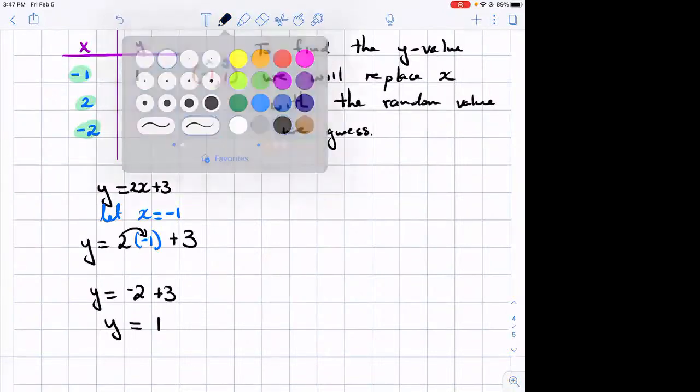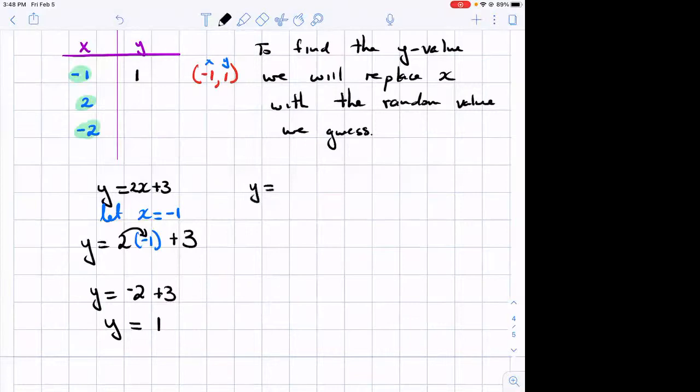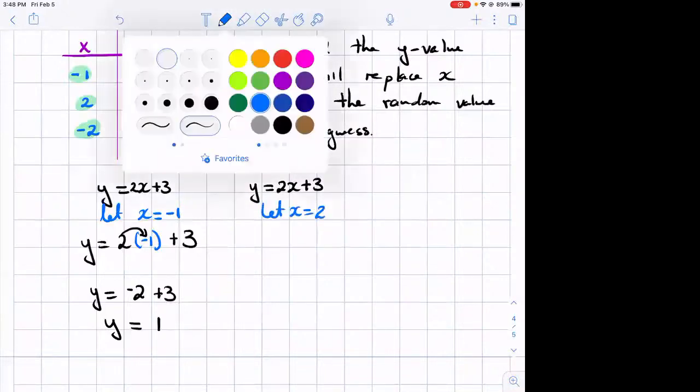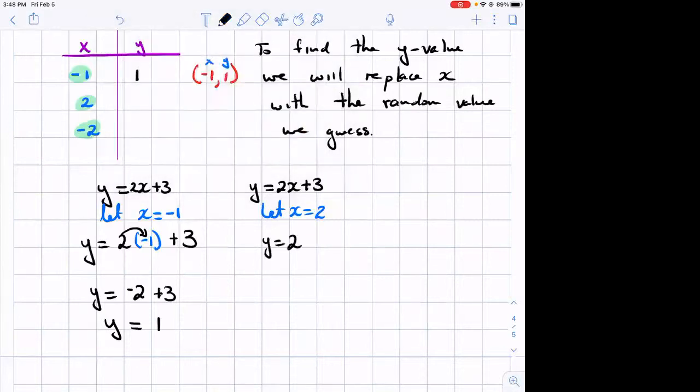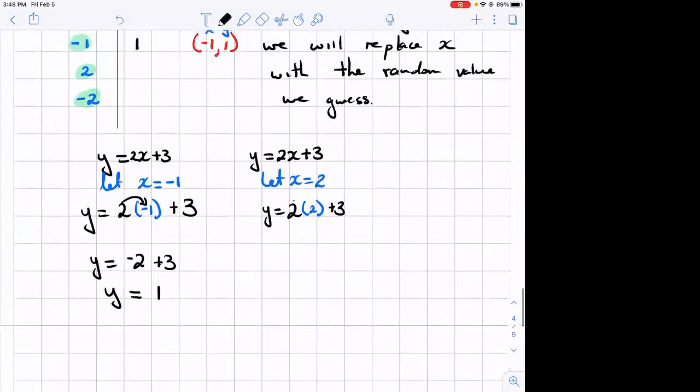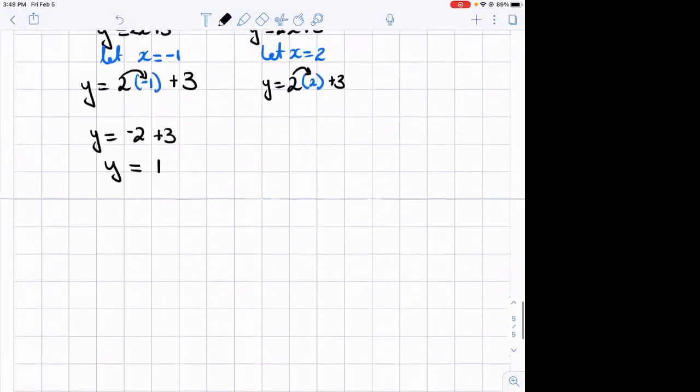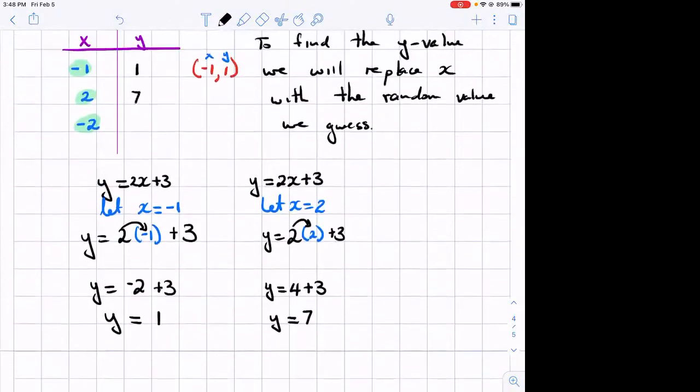And we do the same thing again. Okay, y equals 2x plus 3, and we'll say let x equal 2 now. So we have y equals 2, and then we replace x with 2, plus 3. So 2 times 2 is 4. So we have y equals 4 plus 3. Therefore, y equals 7. So this value here is 7, and the ordered pair we have is 2, comma 7.